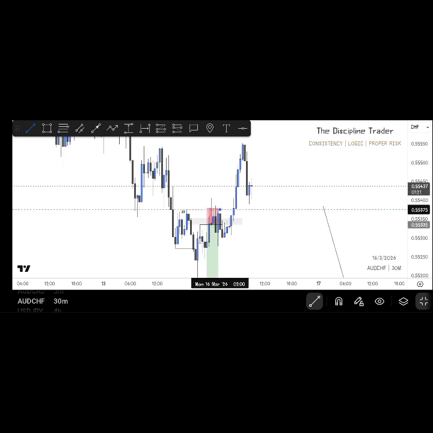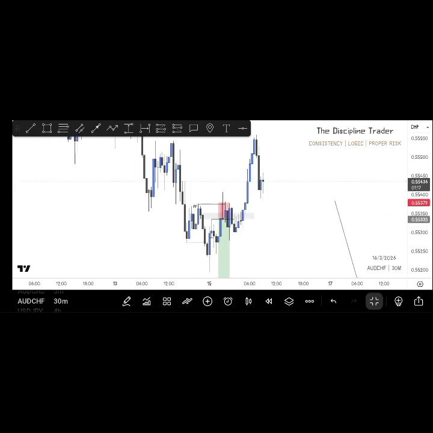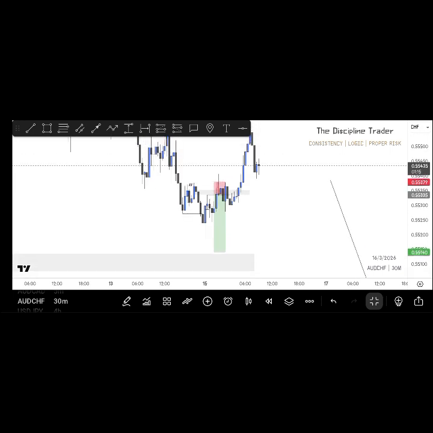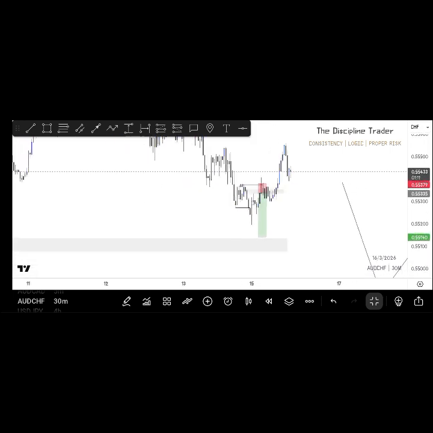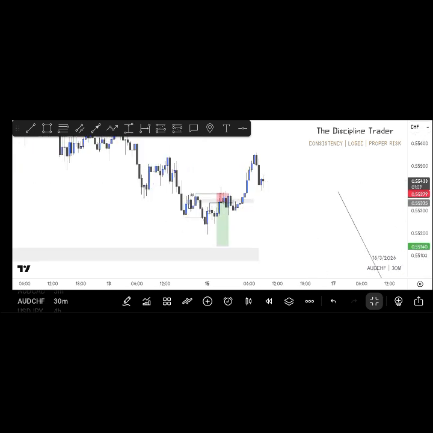Sometimes this is how it is. When you see an opportunity, that's the time price will use you as a change of character. Use your trade as a change of character. So it is what it is, guys.